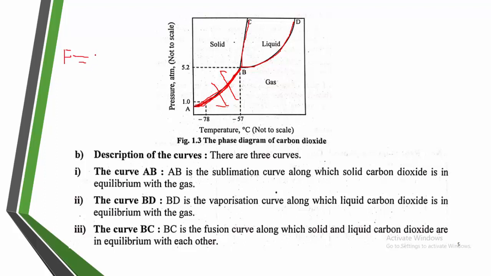Here we can see, again the same formula, C minus P plus 2. We can write the same formula here. What will you get here? C is the component of the system, which is 1. Now come to the point on this line. How many phases are there?